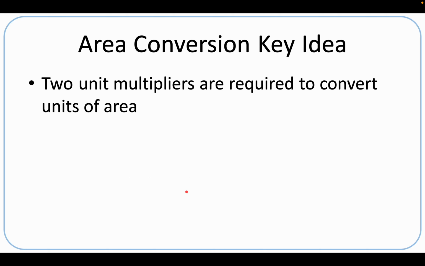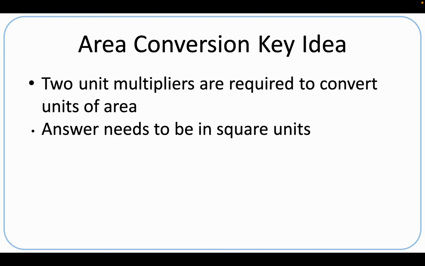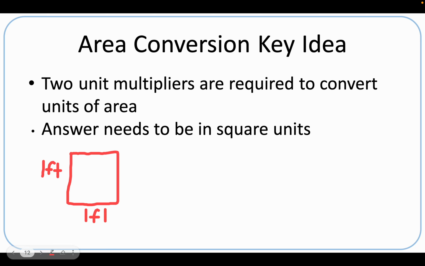And so in order to convert area, we need to use 2 unit multipliers to convert those units. And our answer needs to be in square units. So just to get a visual of this, let's say you have a square, with 1 foot on each side. The area of that square would be 1 square foot.